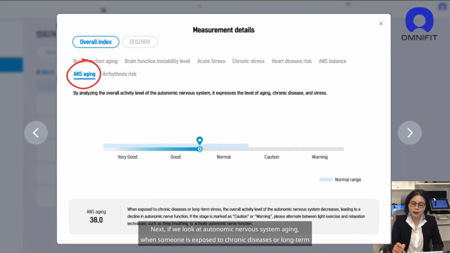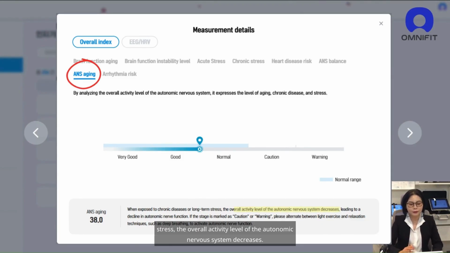Next, if we look at autonomic nervous system aging, when someone is exposed to chronic diseases or long-term stress, the overall activity level of the autonomic nervous system decreases. So, when you reach a warning level, even light exercise, like I mentioned earlier, is helpful. It's also very important to practice relaxation training through breathing exercises, such as deep breathing or abdominal breathing. So, in this person's case, they are in a healthy state.